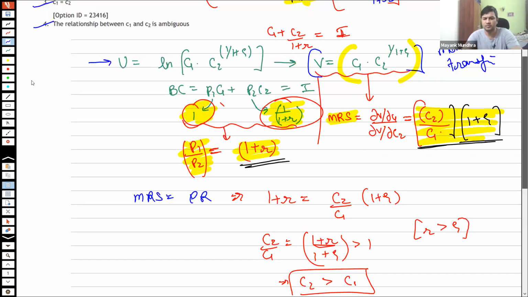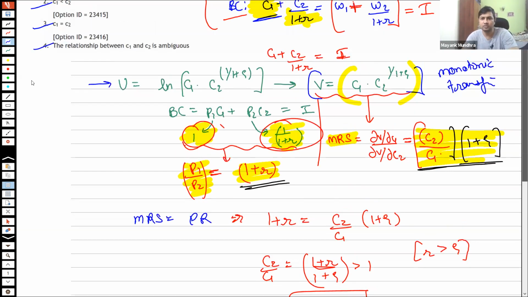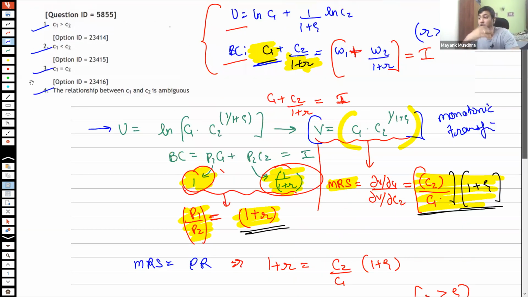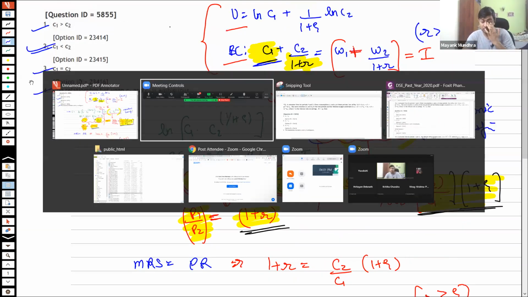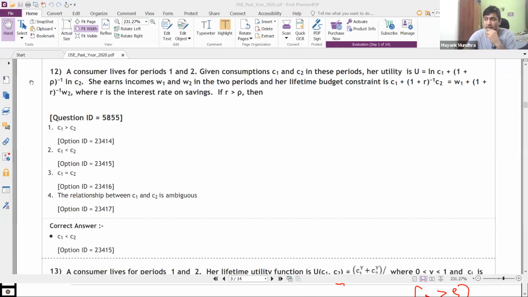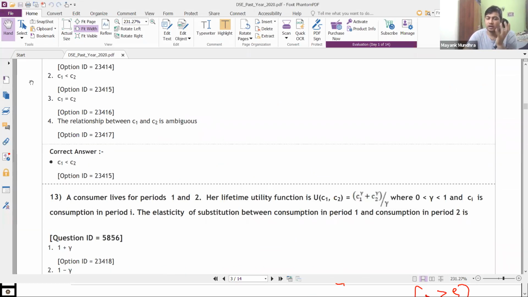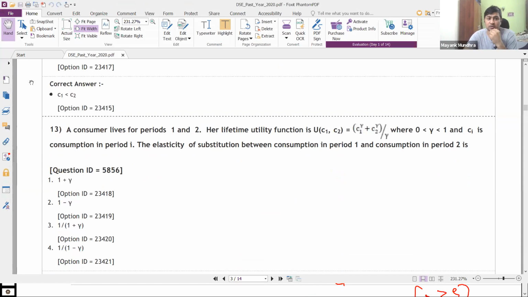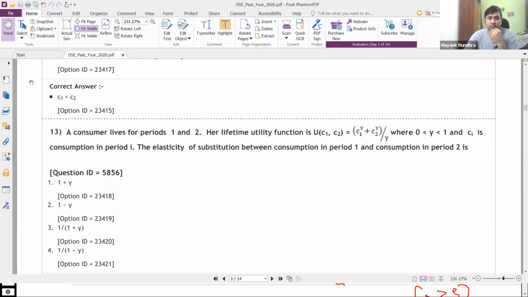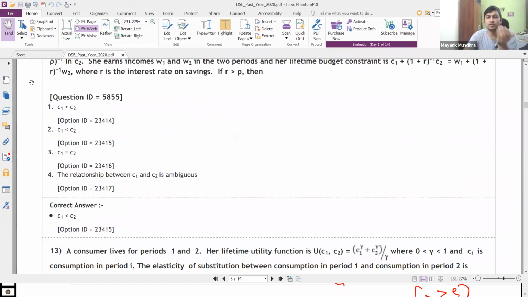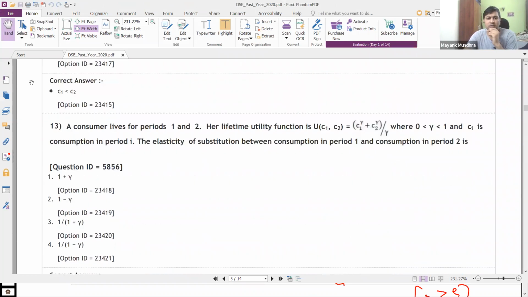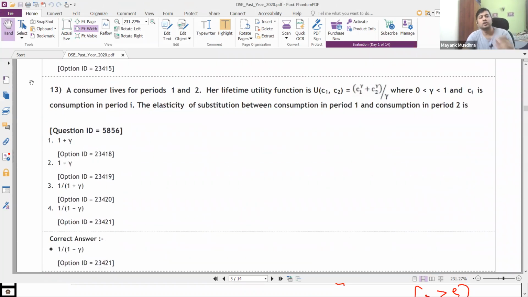I wanted you to do this problem because I wanted you to see that this is nothing other than what we have done in the first part. If you have mastered the first part of utility maximization, this should be no problem. Also, this 13th question is also a similar one. So you can do it later.